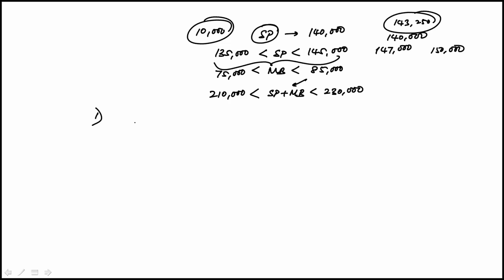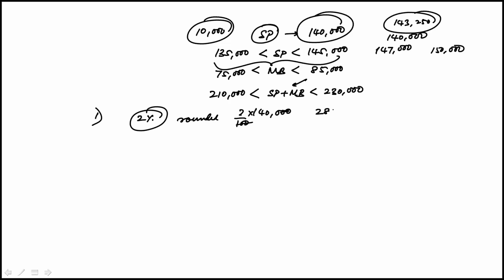The exact population figures are each within 2% of the rounded figures. So the rounded figure is 140,000. 2% would be 2,800. So the actual population of San Pepe is going to be between 142,800, and then we subtract that 2,800 from 140,000, which would be 137,200. Is that right? Yep.